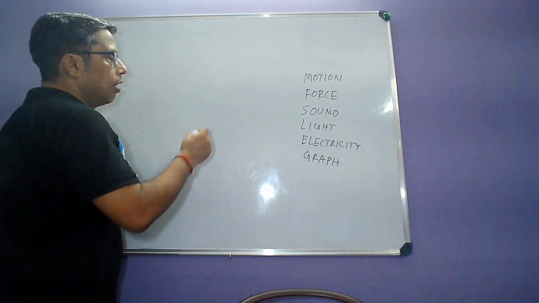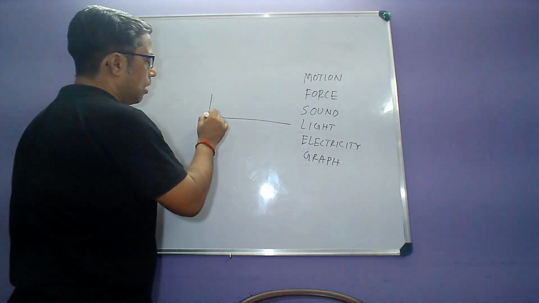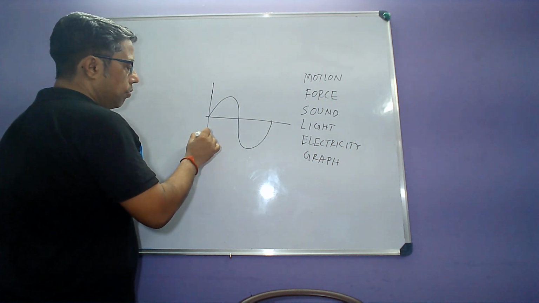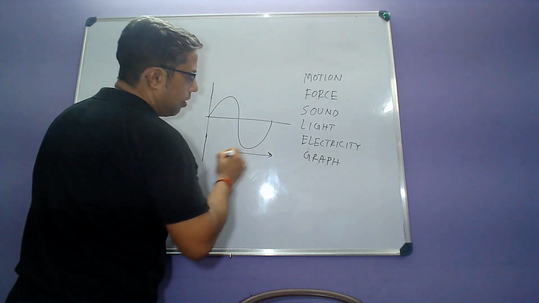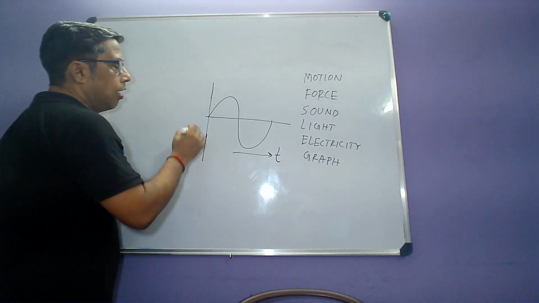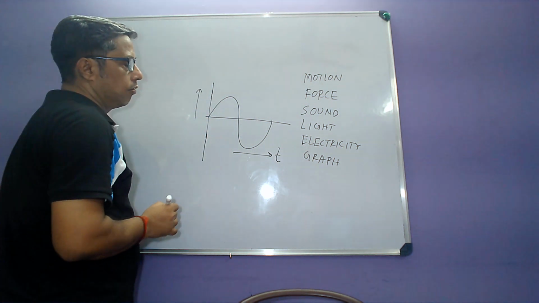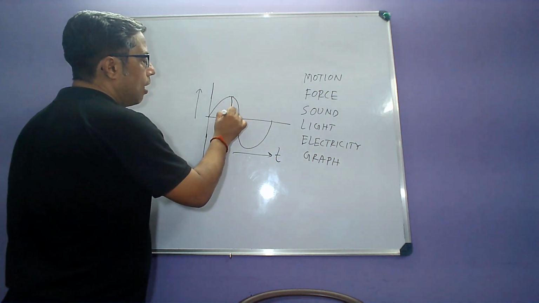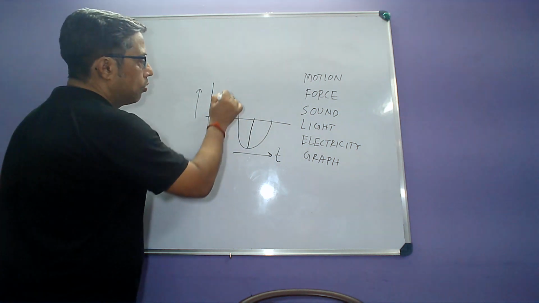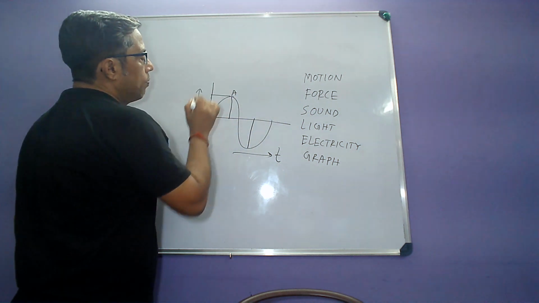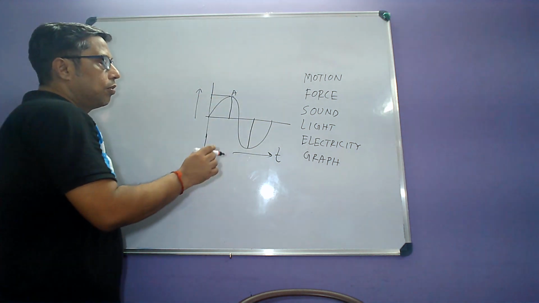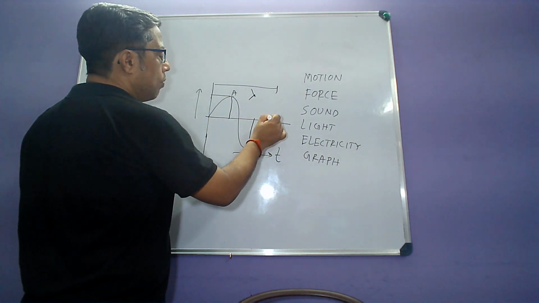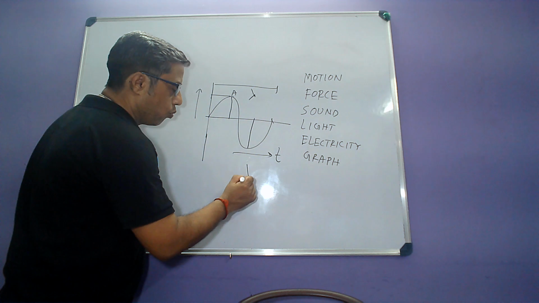Take a sound wave, a single wave like this. Let's say this is the time, and this is the displacement. This is a complete wave, and this will be the maximum amplitude. Let's say it is A. So maximum displacement from the mean position is called amplitude. This is one complete length of a wave, and this length is called lambda, that is wavelength.